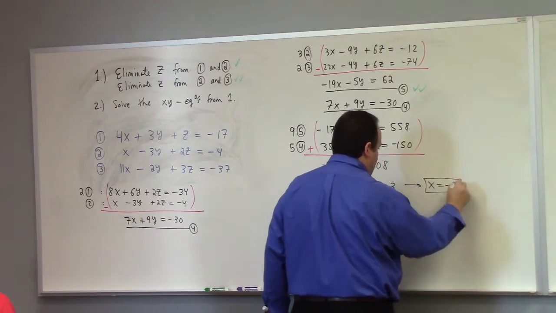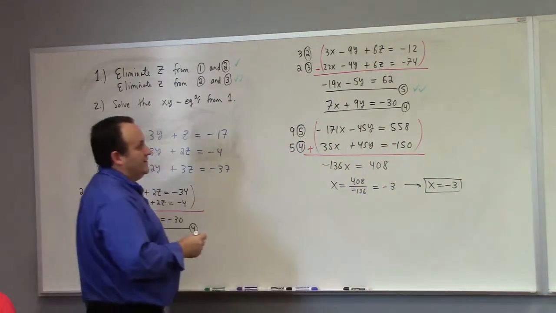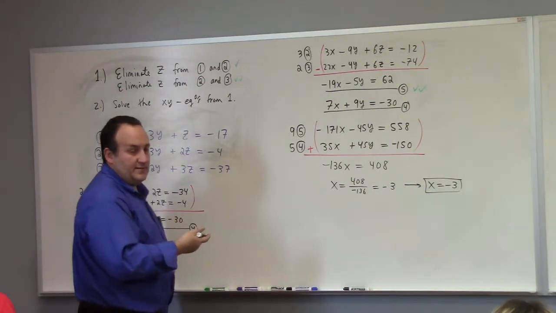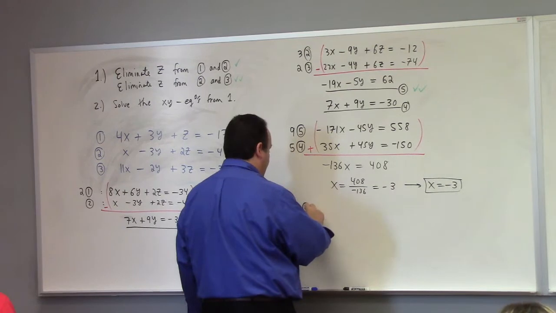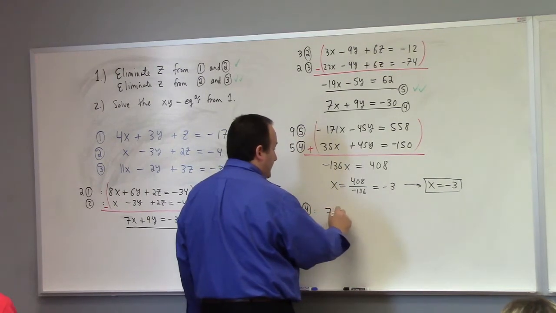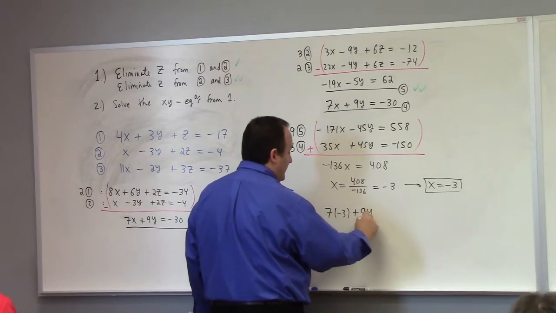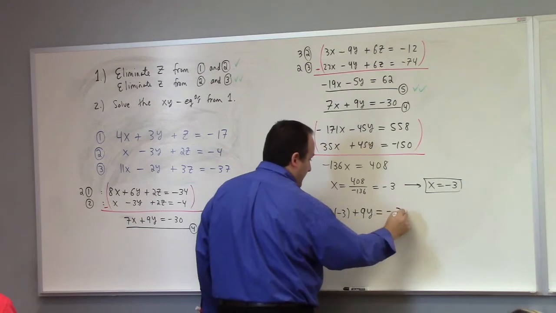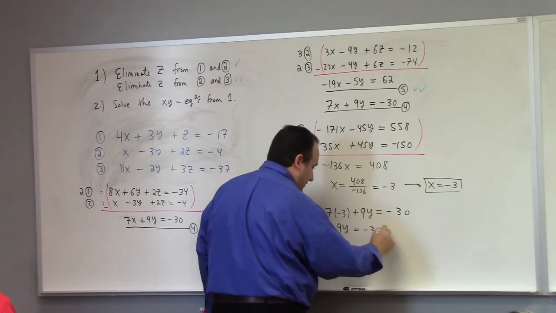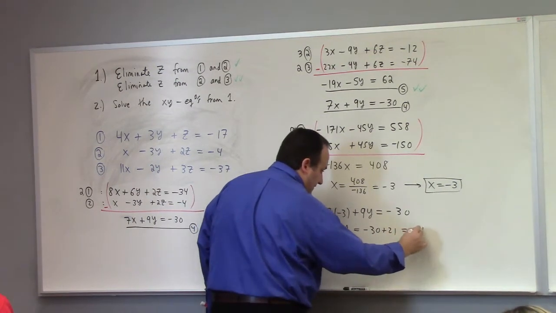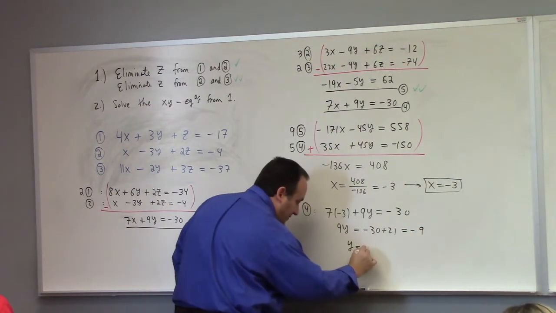Then what can I do? I can go back to one of my equations 4 or 5, right? I can figure out y. So from equation 4, I have 7 times minus 3 plus 9 times y, which I don't know yet, equals minus 30, which says that 9y is equal to minus 30 plus 21, which is equal to minus 9. So y is equal to minus 1.